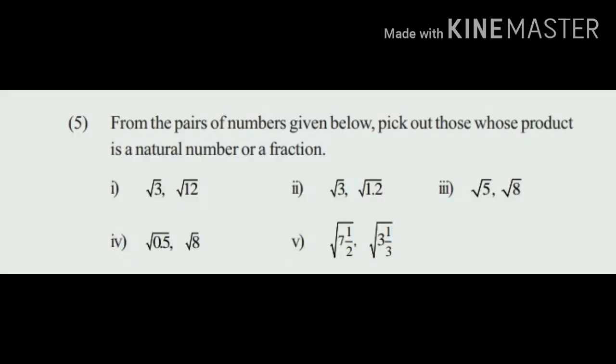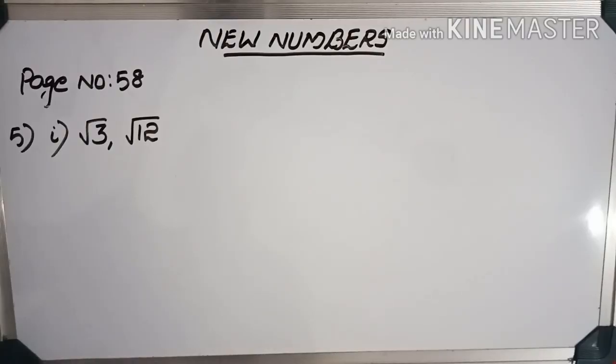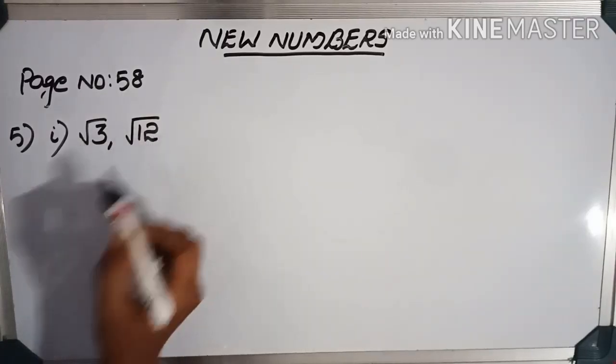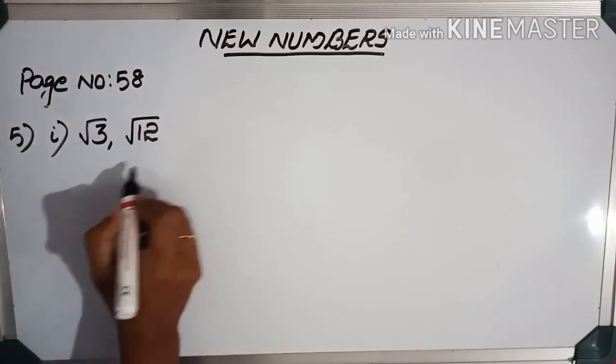Next question. From the pairs of numbers given below, pick out those whose product is a natural number or a fraction. 5 sub-questions are given. In each sub-question 2 numbers are given. Okay, you have to find the product of these numbers and you have to check whether the answer is a natural number or a fraction. Okay, so here is the first sub-question, root 3 and root 12. So let's find the product.